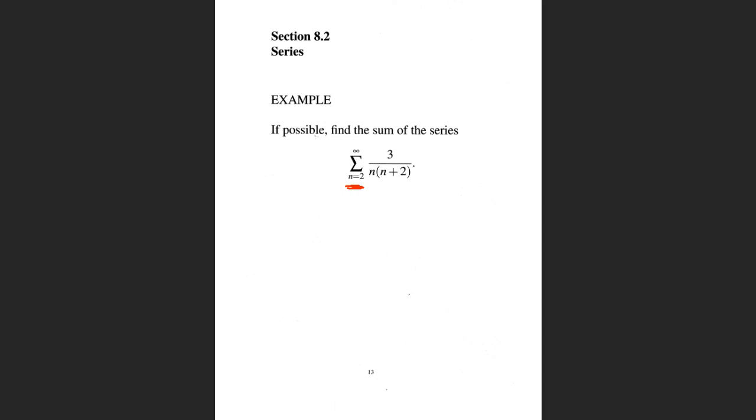We can indeed, Clea, put the 3 in front. I like that idea. So we can write this as 3 times the summation, where n goes from 2 to infinity, of 1 divided by n times n plus 2.